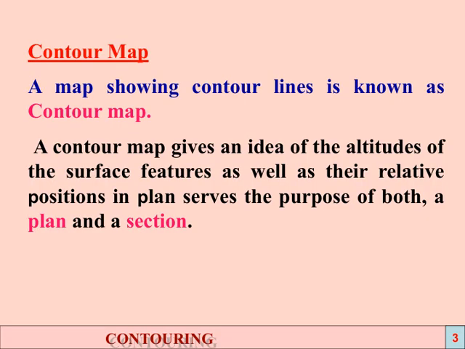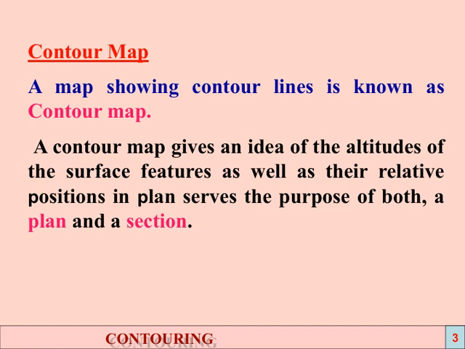Let's take a closer look at the contour map. A map that features contour lines is known as a contour map. These lines are crucial because they provide us with information about the altitudes of various surface features. Essentially, they show us how high or low different parts of the terrain are.